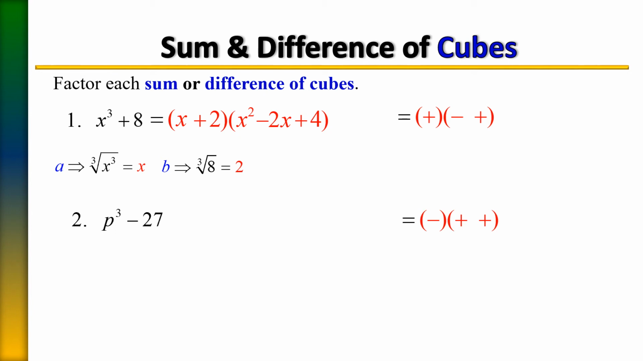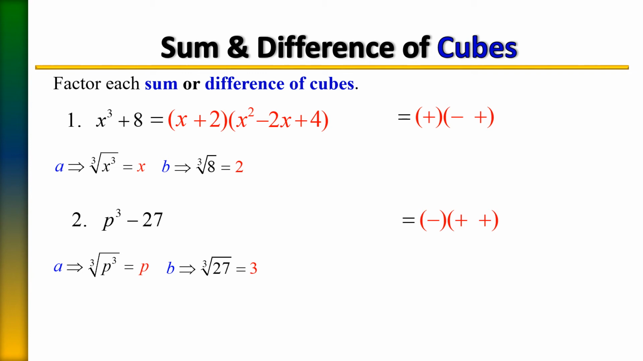Now let's forget about our signs for a moment and focus on the actual terms that go inside the binomial and trinomial. So first I want to find the cube root of p to the third power. The cube root of p to the third power is p. The cube root of 27 is 3. So those are the two terms I'm going to be dealing with, p and 3. We're going to call A p. Let's call B 3.